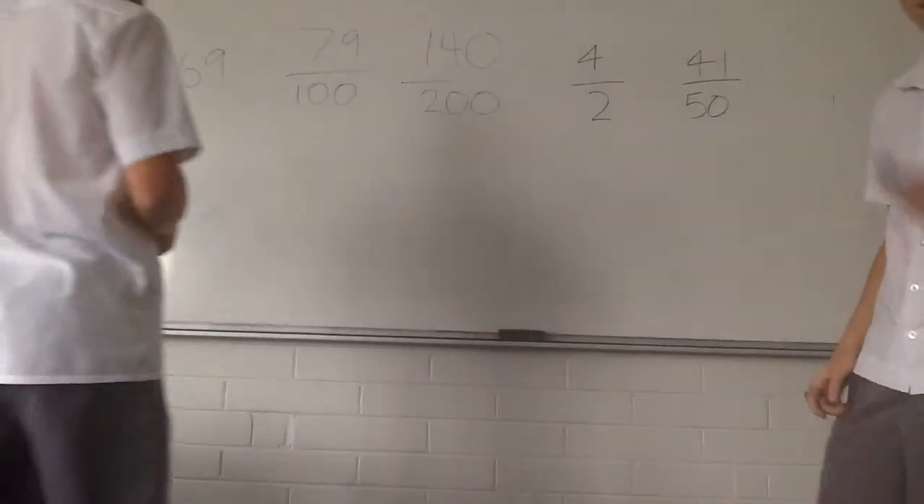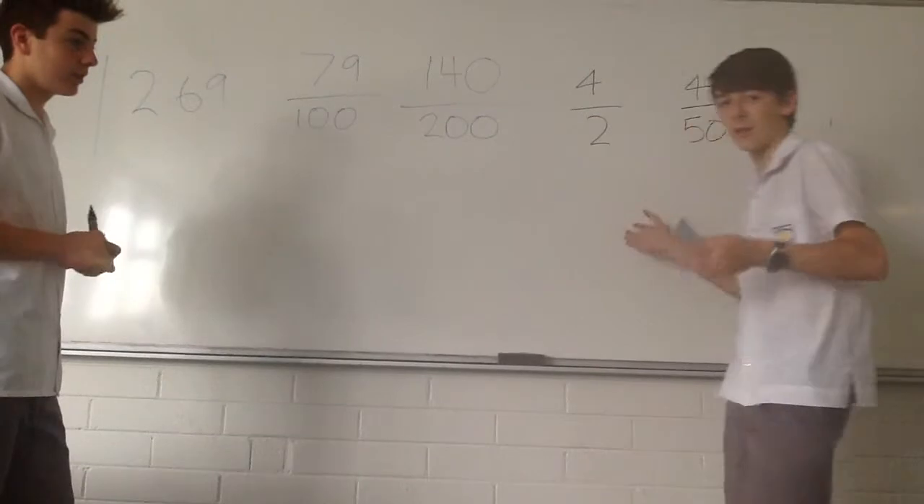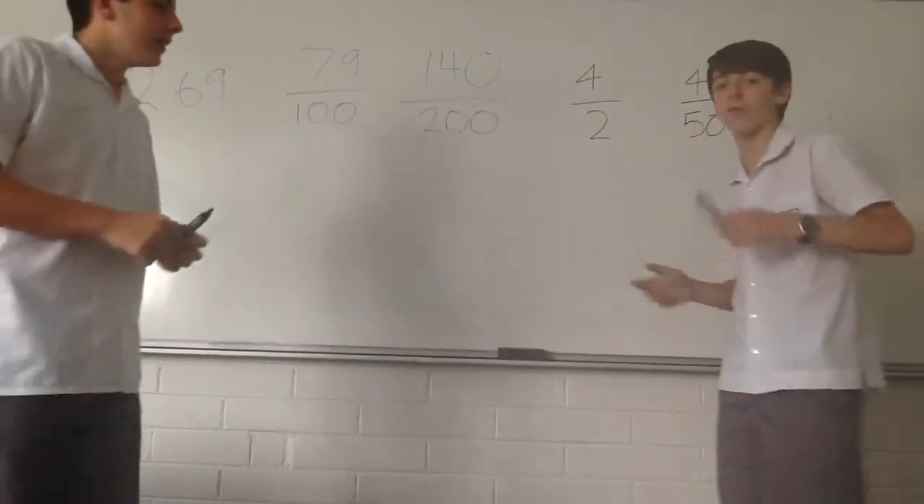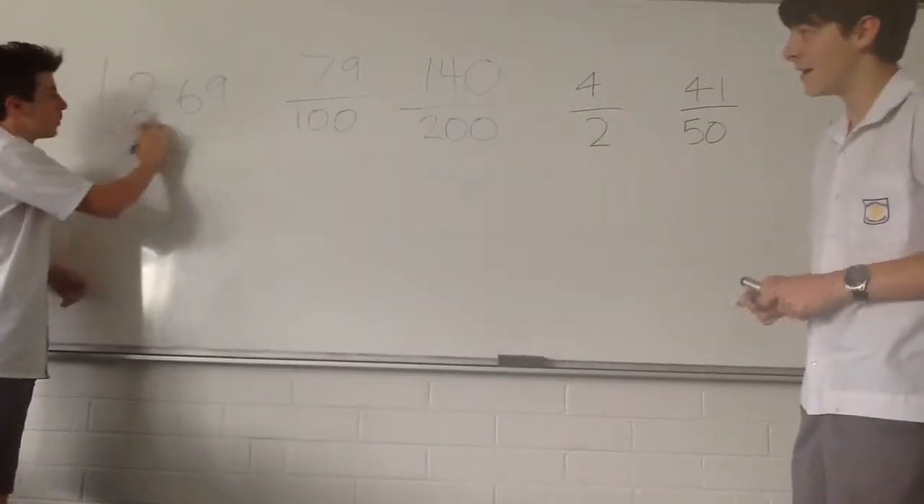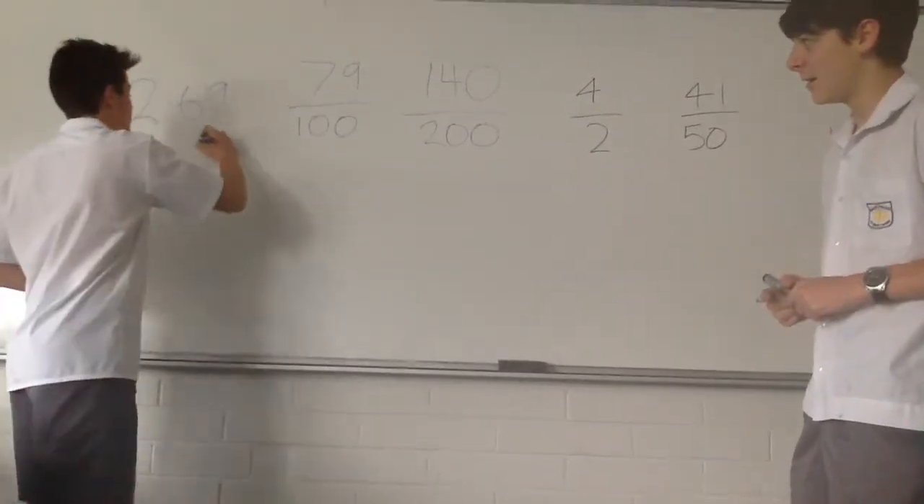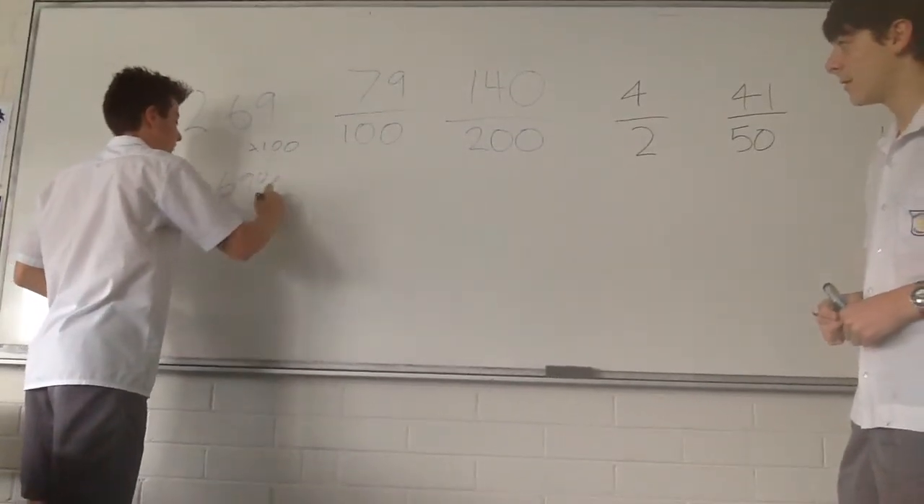Okay, so first we're going to be changing these numbers into percentages and then putting them in order from small to larger. So Tim, take away the first three. Alright, with this first one, we have 2.69 and we times it by 100 and it should equal 269%.